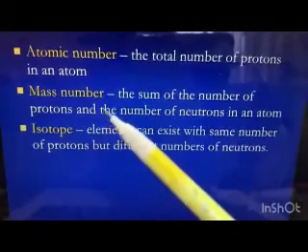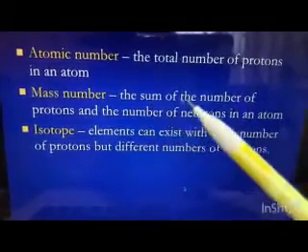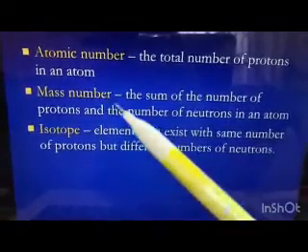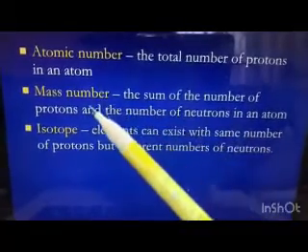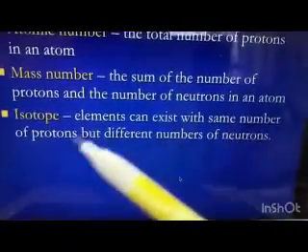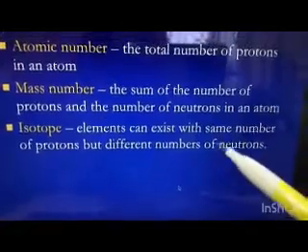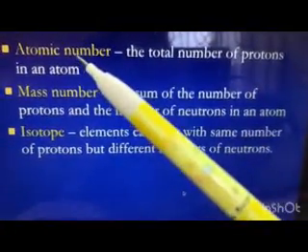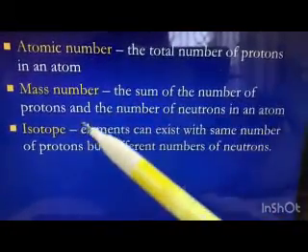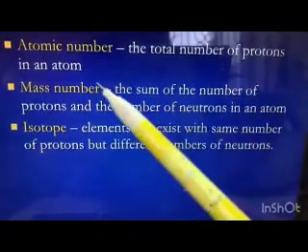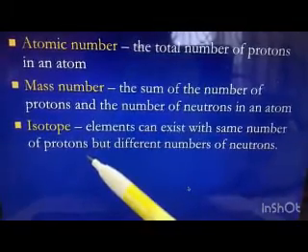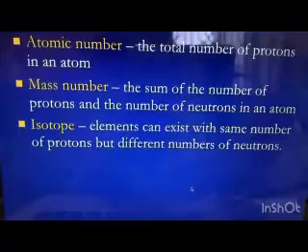Now what is the mass number? The sum, sum means collective, of the number of protons plus the number of neutrons in an atom is called the atomic mass number. Now what are isotopes? Elements can exist with the same number of protons but different numbers of neutrons. So if we differentiate between these three: only the number of protons in an atom is called the atomic number, whereas the number of protons plus the number of neutrons in an atom is called the mass number. And in isotopes, the elements have the same number of protons, but a different number of neutrons.